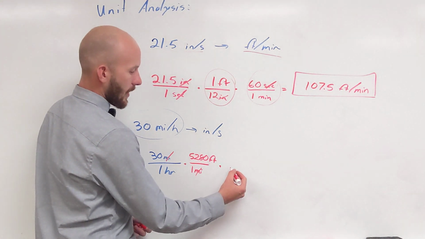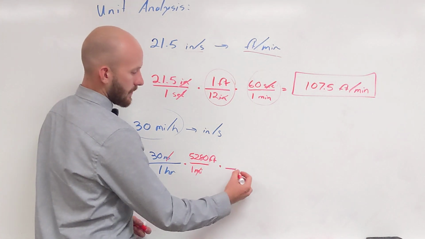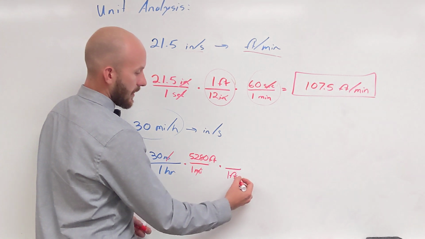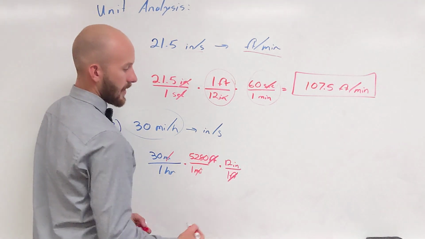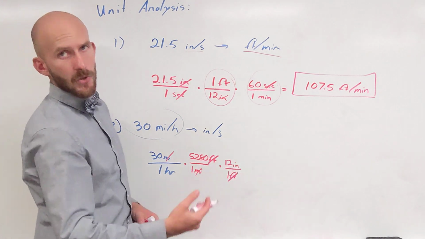Which one needs to go where? The feet need to be on the bottom. Yep, I put 1 foot on the denominator so that I can cancel the feet out. So now I'm in inches.